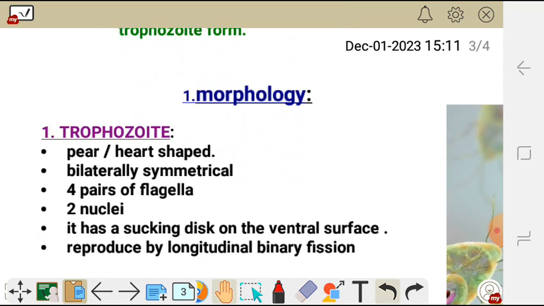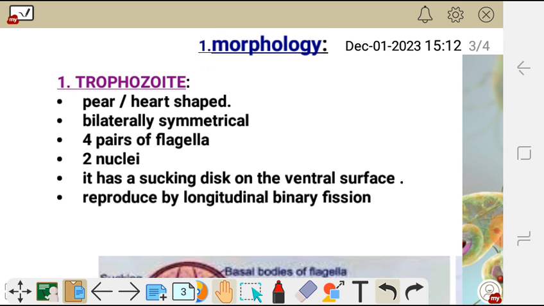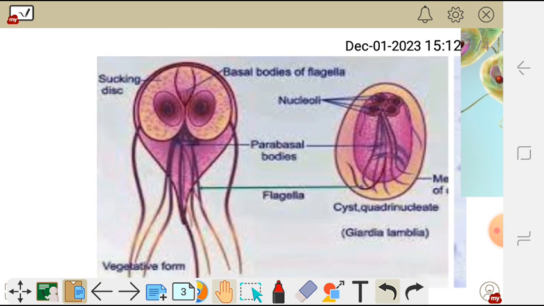Okay, so now let's look at the morphology of Giardia Lamblia. I already mentioned that it exists in two forms, which is a trophozoite form and the cyst form. A trophozoite is pear or heart-shaped, and it is bilaterally symmetrical. That is, if you cut it in the middle longitudinally, the parts which are on this side are similar to the parts which are at the other side.